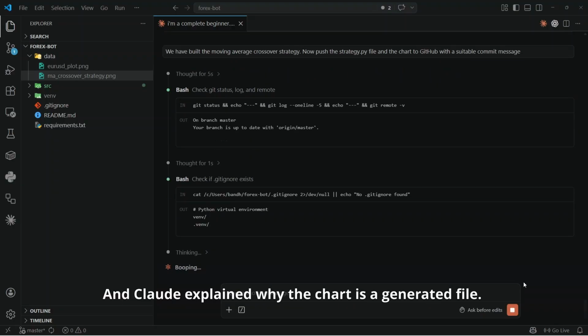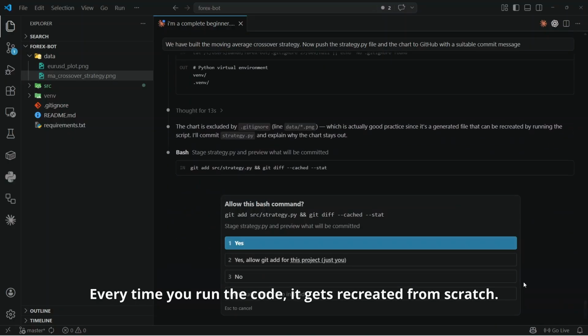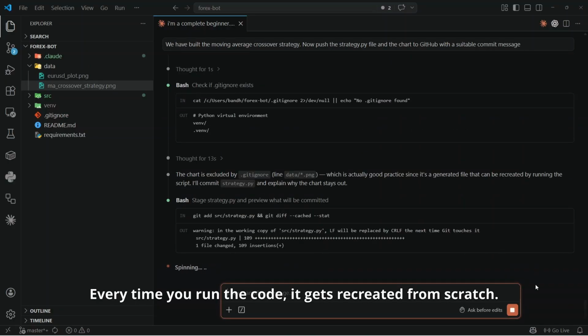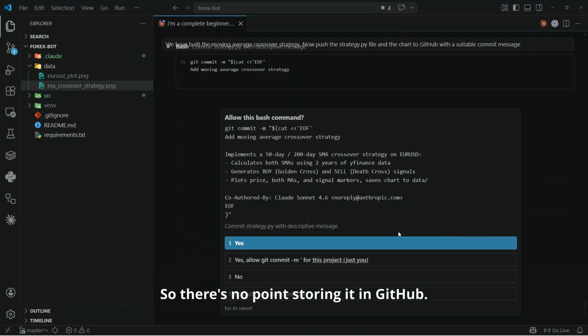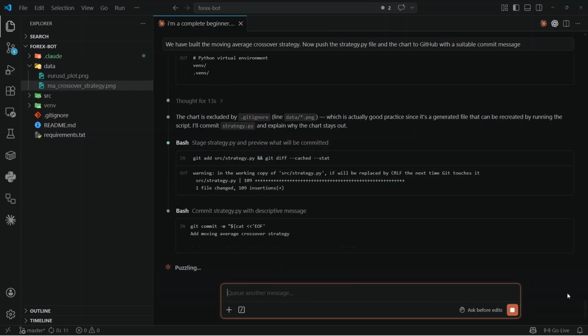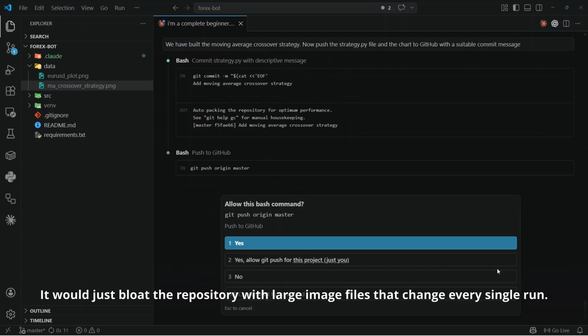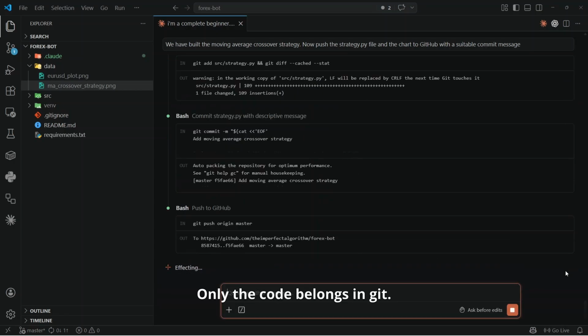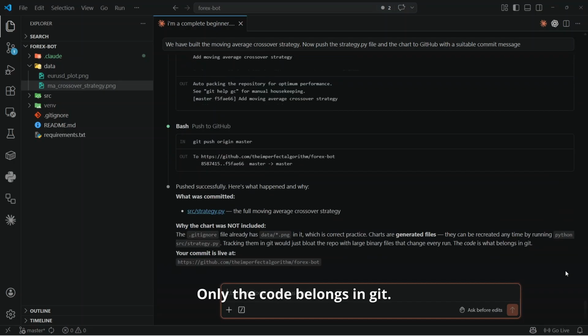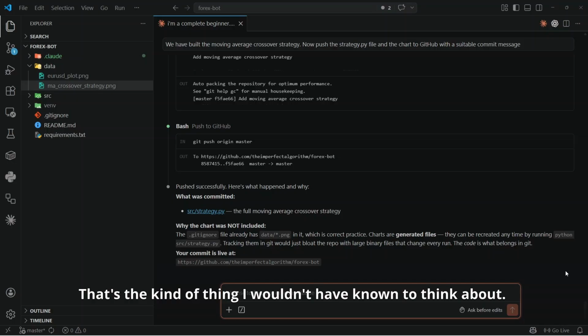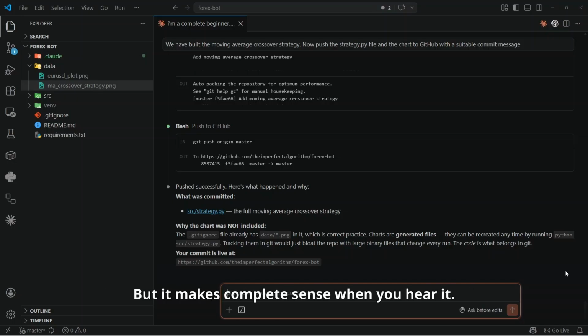The chart is a generated file. Every time you run the code, it gets recreated from scratch. So there is no point storing it in GitHub. It would just bloat the repository with large image files that change every single run. Only the code belongs in Git. That's the kind of thing I wouldn't have known to think about. But it makes complete sense when you hear it.